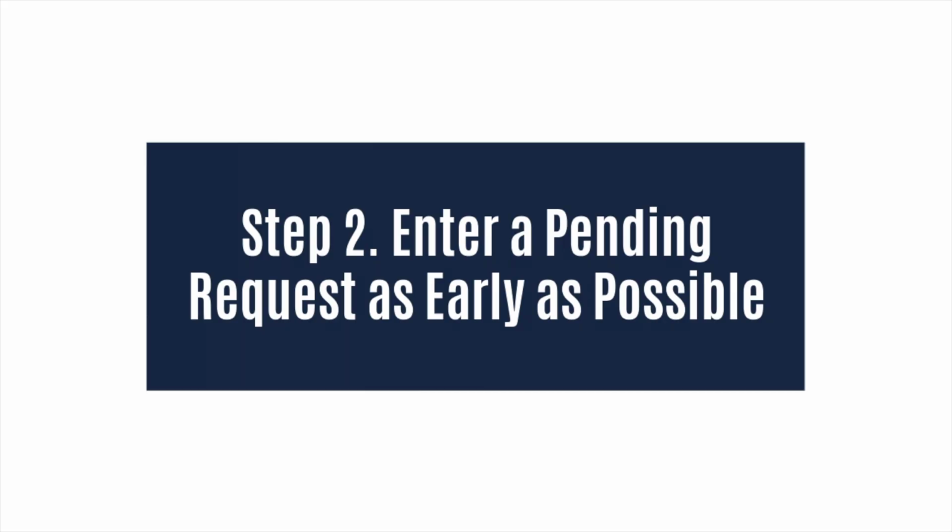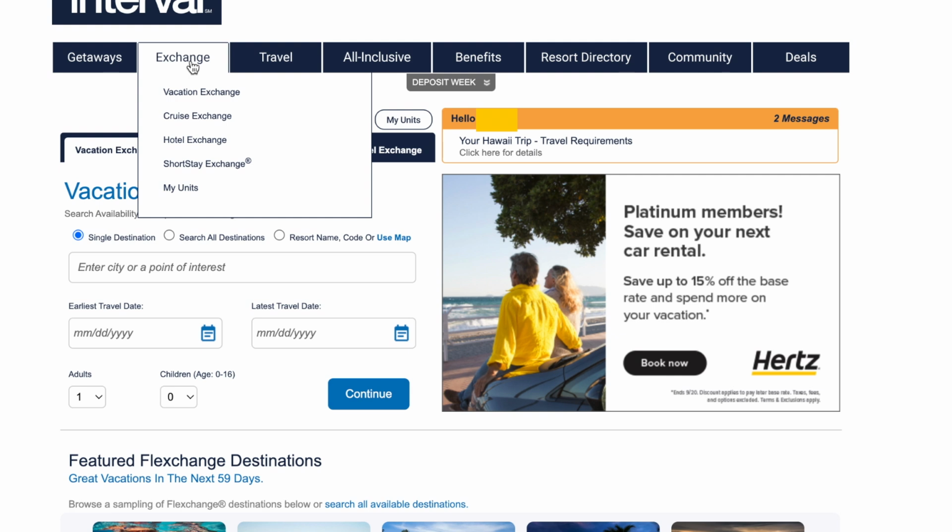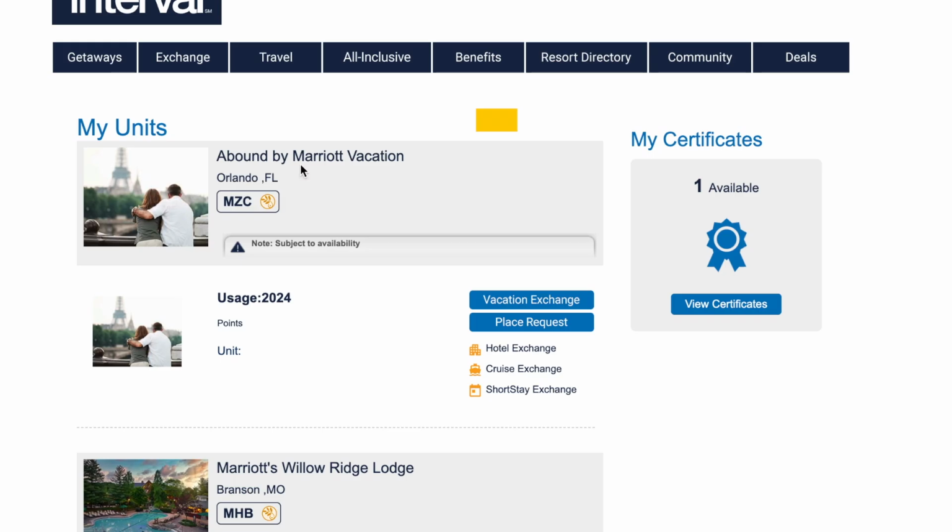Now, let's move on and let me show you step number 2. Step number 2 is to enter a pending request as early as possible. This is the main toolbar, and I want you to go to Exchange and then down to My Units. Now, this screen drives me crazy because it is so confusing when you are a beginner. You need to know that Interval has just put in these placeholders. They don't know what weeks you own, so they are just waiting for your deposit.